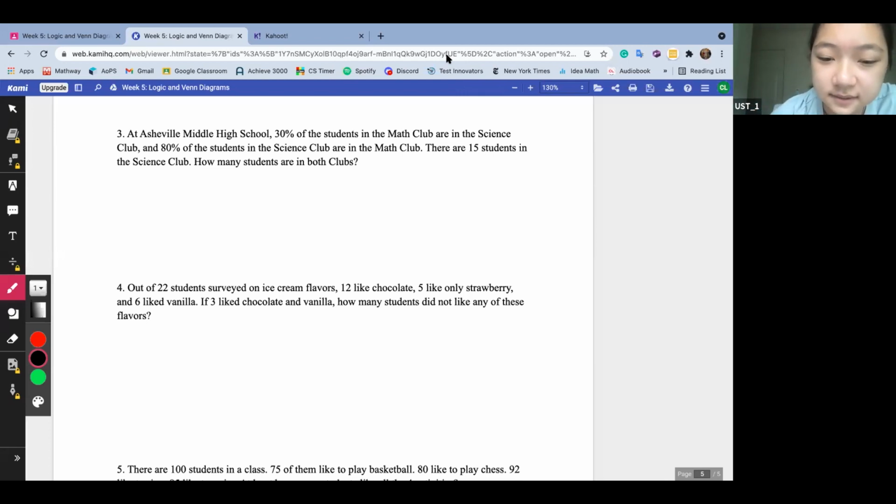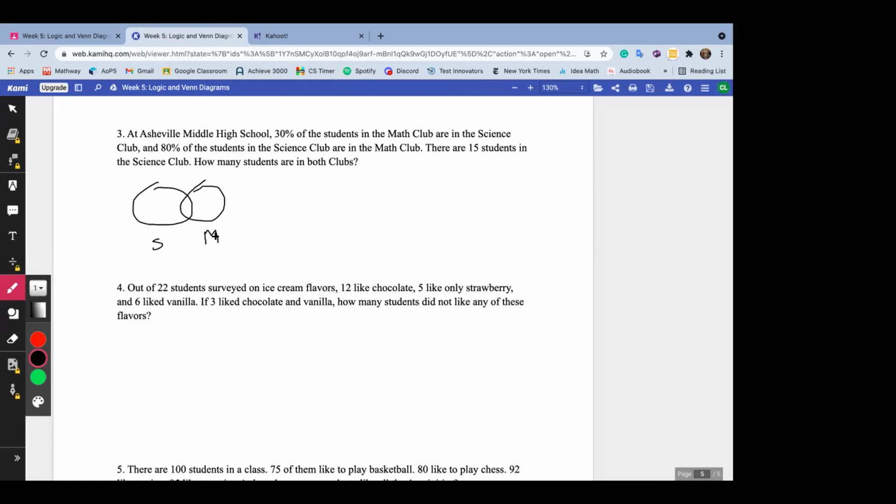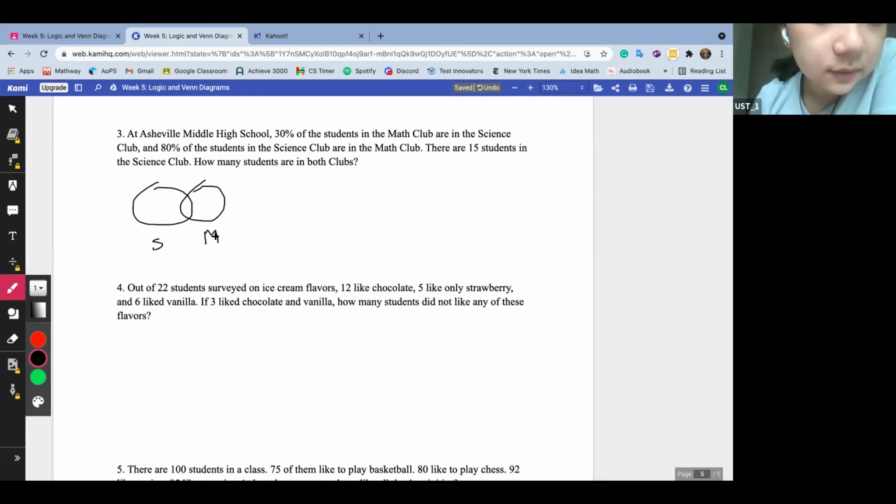Okay, so we're kind of running out of time. I'm just going to explain it. So we're going to use the same formula again. 80% of the students in the science club are in the math club. So I'm just going to draw a Venn diagram. Over here is science, over here is math. There's 12 in the common area, and that's 30% of the students in math club, and 80% of the students in science club are the same number. Yes, so we can use that.